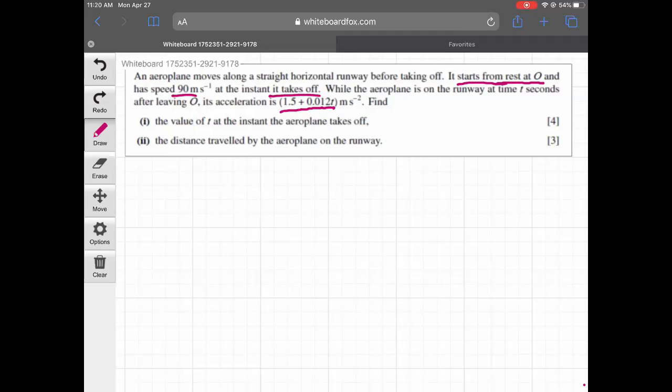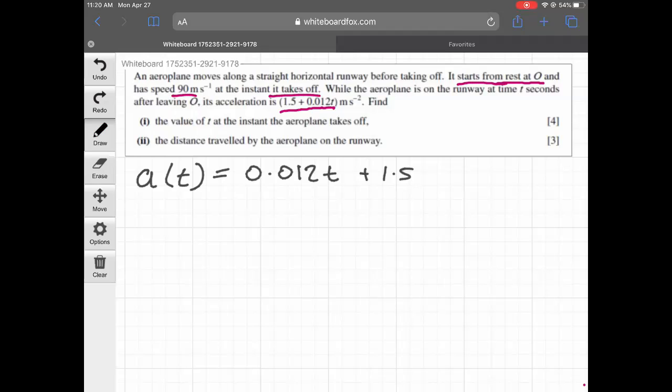So our expression for the acceleration is a of t. It's a function of time, and I'm just going to write it this way: 0.012t + 1.5. So when t is 0, acceleration is 1.5, and then every second it increases by 0.012.